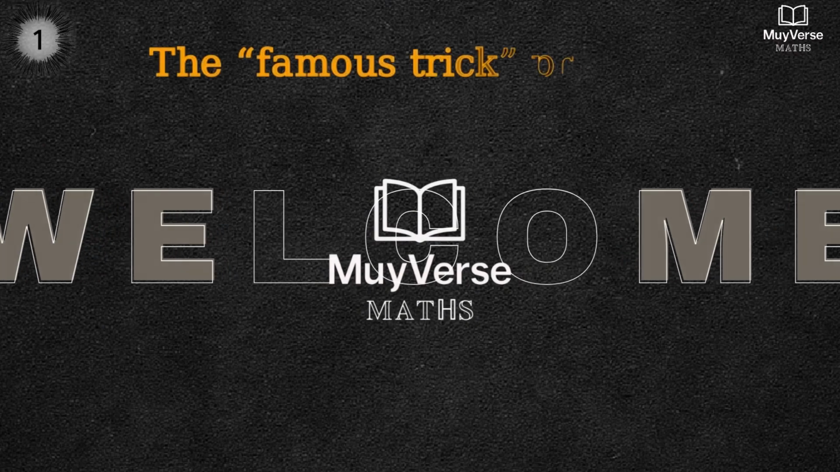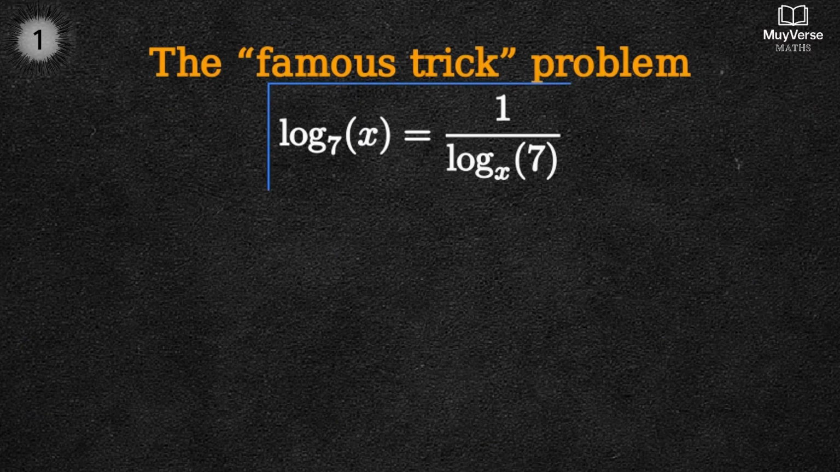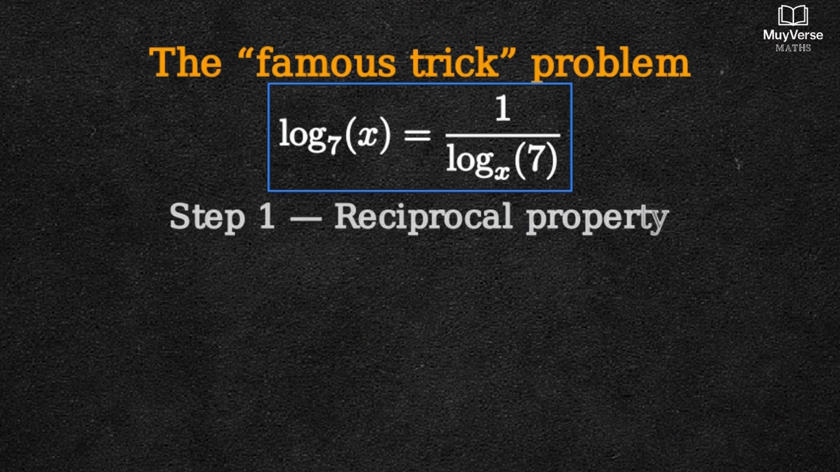Here's a famous trick problem with logarithms. We want all values of x that satisfy log base 7 of x equals 1 over log base x of 7. Step 1. Spot the key property.